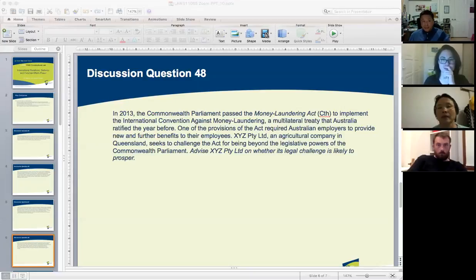So the answer would be that this is a valid law, both because you can cite a head of power to justify the reason why the Commonwealth Parliament can pass that law, and on the basis of the expansionary consequences of the Engineers case. The High Court is likely to recognize the validity of this law, even if it does not directly relate to money laundering.